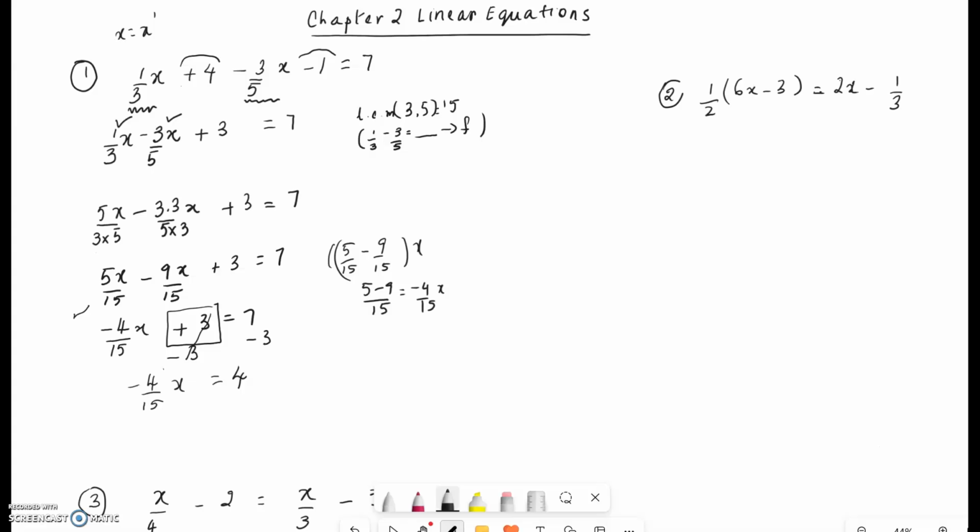Now we need to get rid of the -4 over 15. And now that's multiplied to x. Not really the only way, you could divide both sides by -4 over 15, which is the same as multiplying both sides by the reciprocal. This is the same as dividing both sides by -4 over 15.